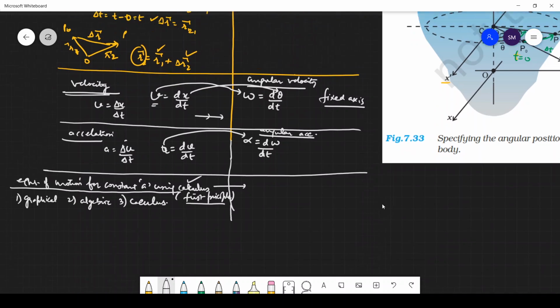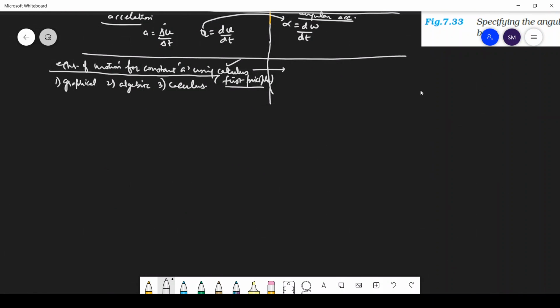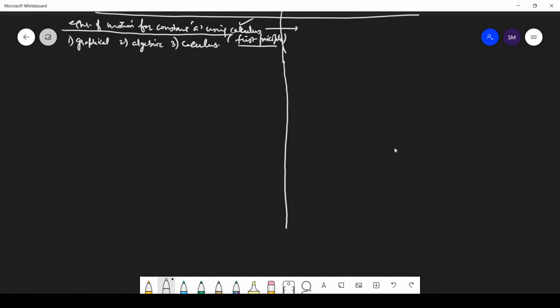Let us see how we did it. So what are the three equations of motion? v is equal to u plus at, and the next one is s is equal to ut plus half at square, and the third one was v square is equal to u square plus 2as, right? So similarly here we'll have three equations.